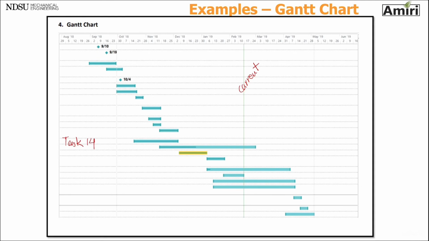You can see that task 14 has started and it is about 40% complete, because you can see another bar inside that bar, but it should have been 85% complete. So this is a very good representation to quickly see what tasks are behind and what tasks are ahead.